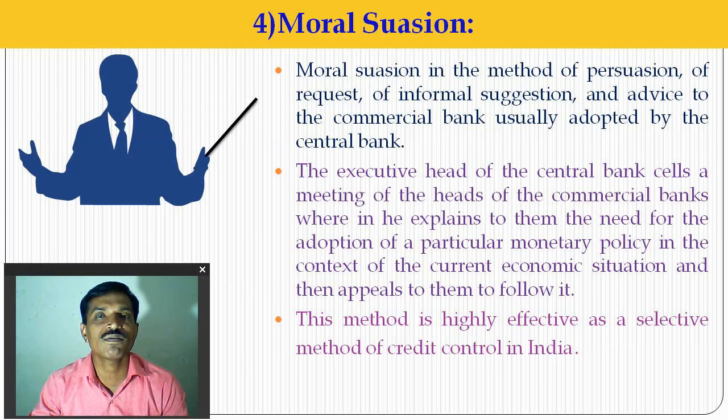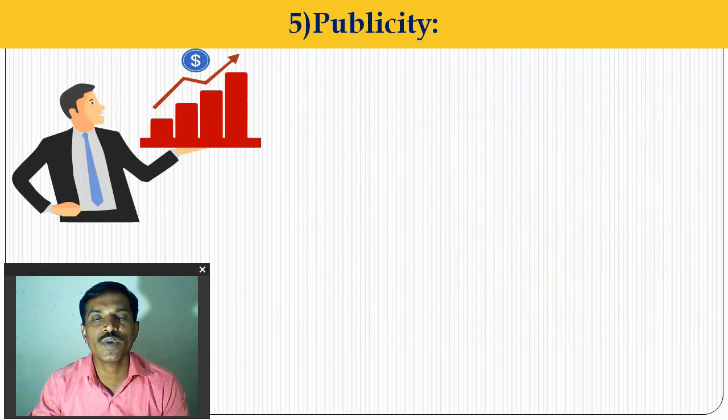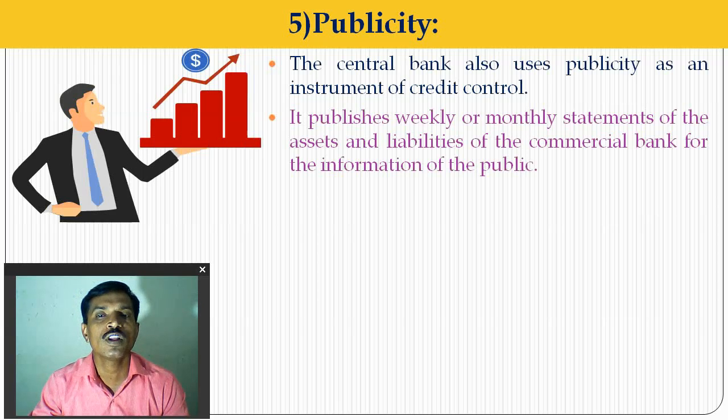But if banks do not follow their rules, then another method is used. Publicity is another way of qualitative credit control. The central bank also uses the publicity instrument for credit control. They publish weekly and monthly statements of the assets and liabilities of commercial banks for the information of the public.